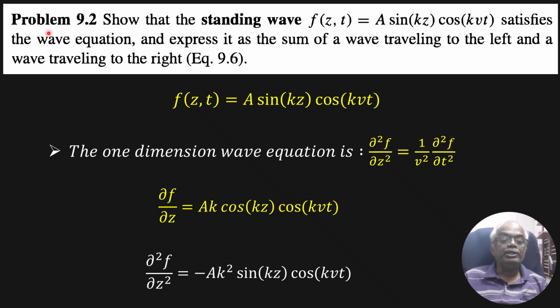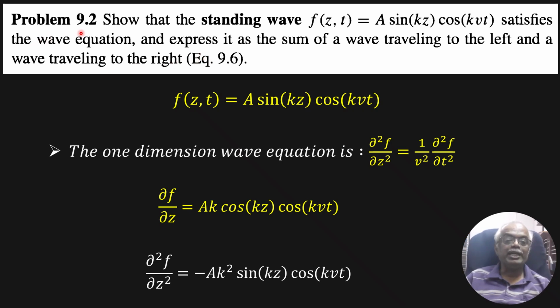Today we are going to solve problem 9.2 of Griffiths, 4th edition, Introduction to Electrodynamics. This problem is very simple, but it is very significant because we are going to show that the standing wave is nothing but the sum of traveling waves. That we are going to see now.